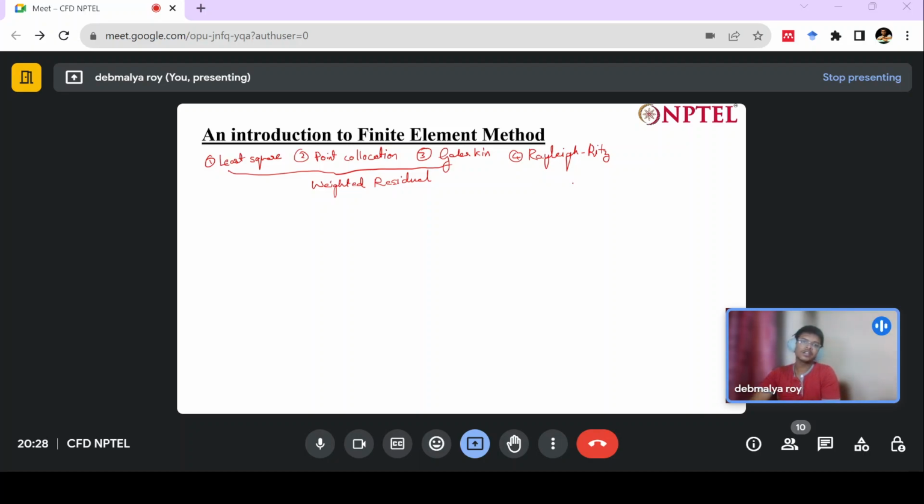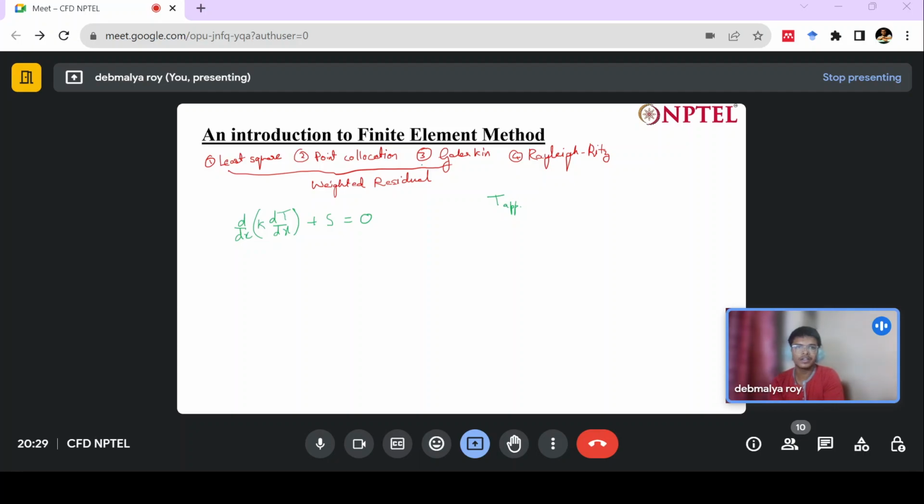Rayleigh evolves from the M form. So these are different approaches. In all these approaches, what we have done is we have taken the whole domain. Let's say we are solving a conduction equation. If we use these methods, we will take an approximate solution T.